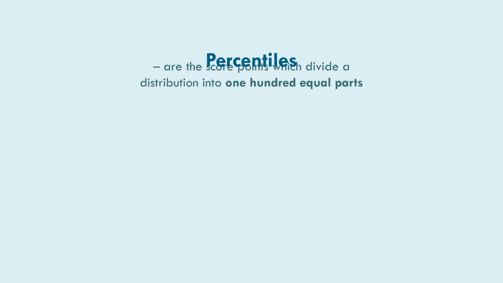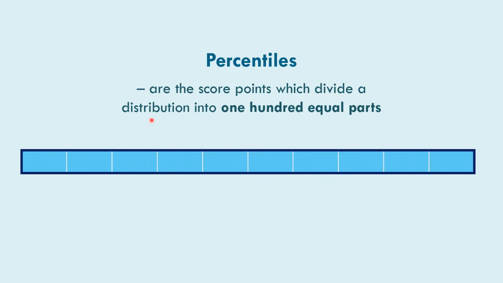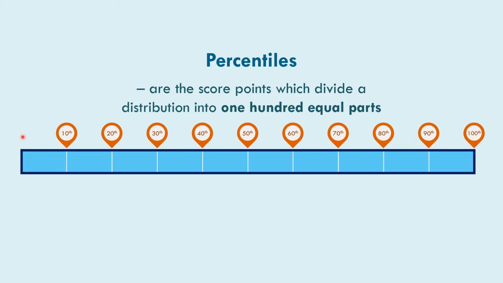What are percentiles? They are the score points which divide the distribution into 100 equal parts. As you can see in the diagram, it divides into 100 equal parts: 1, 2, 3, 4, 5, 6, 7, 8, 9, 10, 11, 12, 13, 14, 15, 16, 17, 18, 19, 20, and so on, up to the 30th, 40th, 50th, 60th, 70th, 80th, 90th, and then 100th.